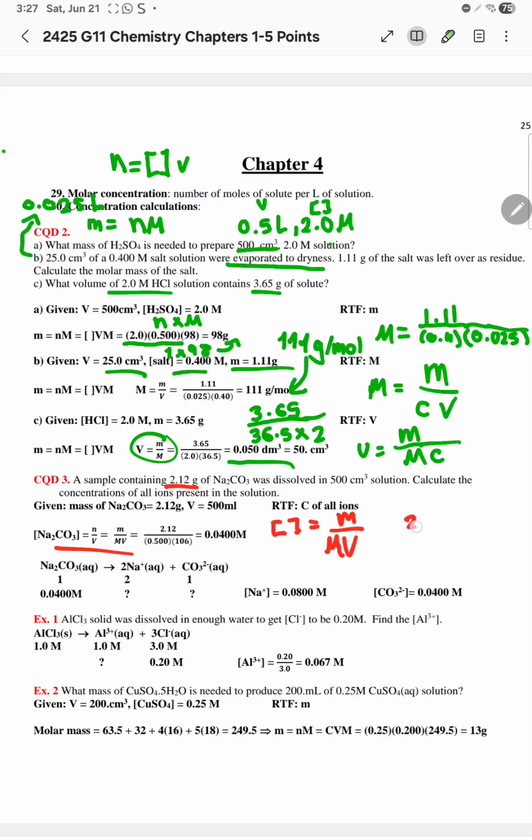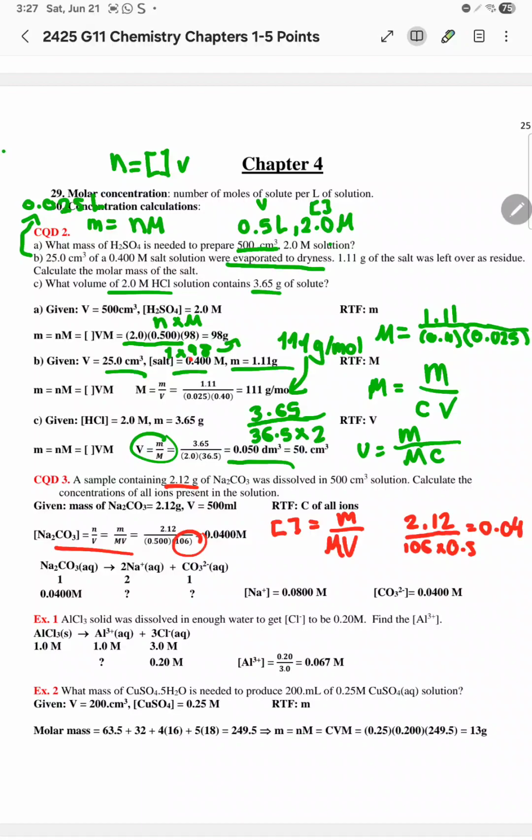So our mass is 2.12. Our molar mass for Na2CO3 we get from here. It's 106, times the volume, which is 500 centimeters cubed. We always have to use it in decimeters cubed, so 0.5. When you do all of that, you get 0.04, and of course, be careful with significant figures.